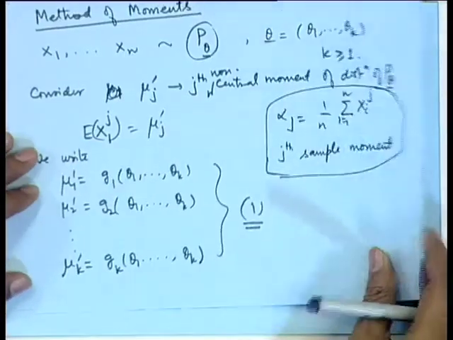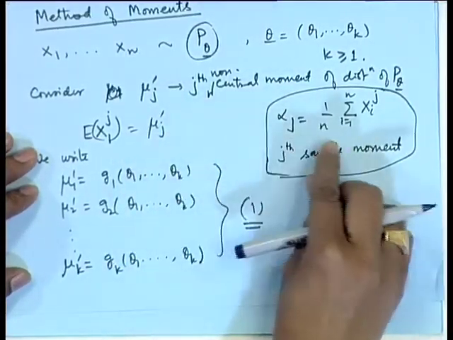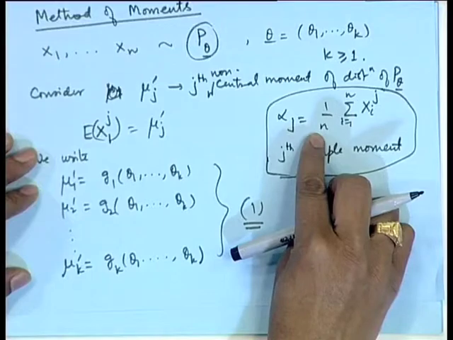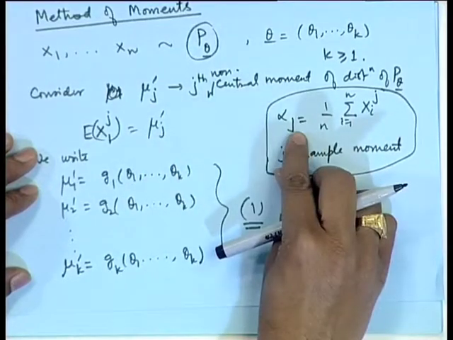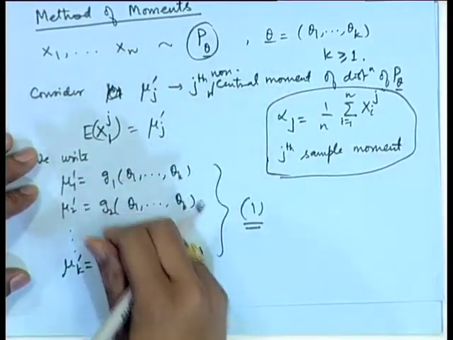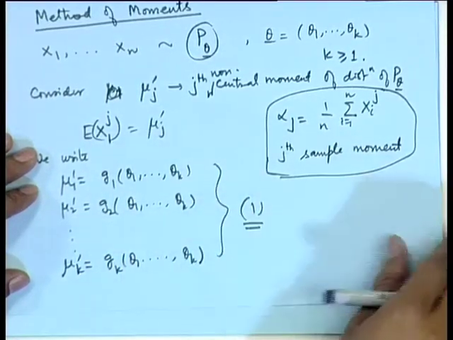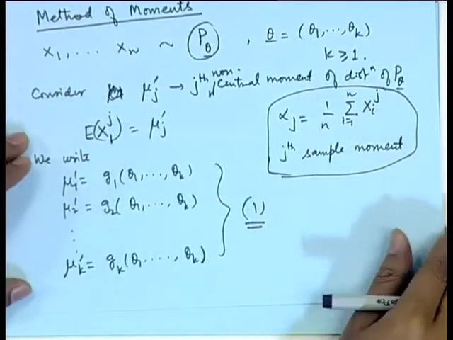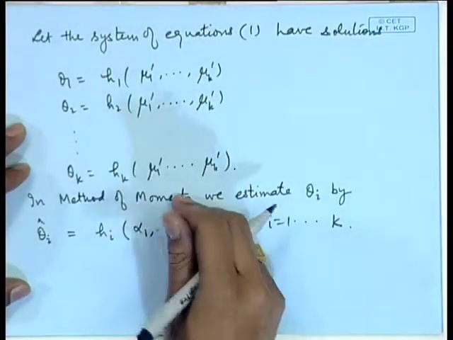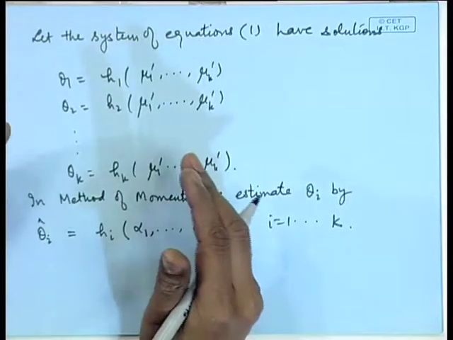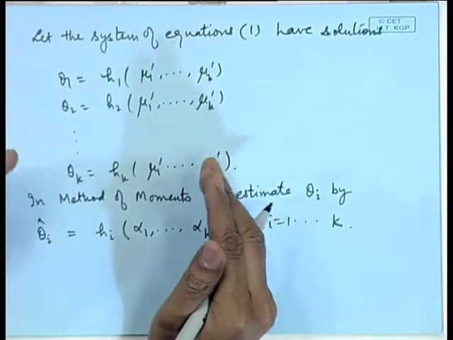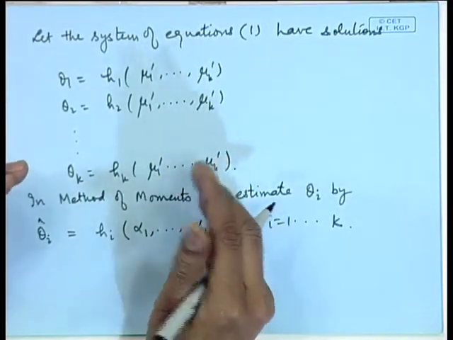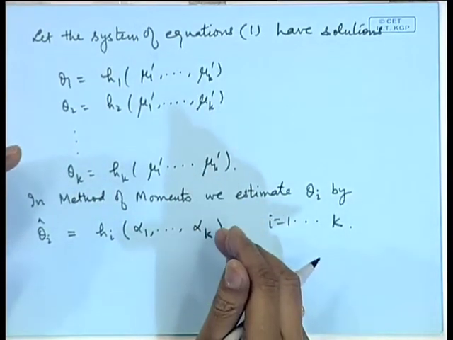So, basically what is the philosophy behind the method of moments? I am estimating the jth population moment by the jth sample moment, that is mu j prime is estimated by alpha j. So, whatever parametric function is coming to us for estimation, we substitute the corresponding moments, because the parametric functions will be some functions of the moments, and then whatever moment term is coming there, we simply substitute the corresponding sample moment there. So, in short, this is the method of moments.